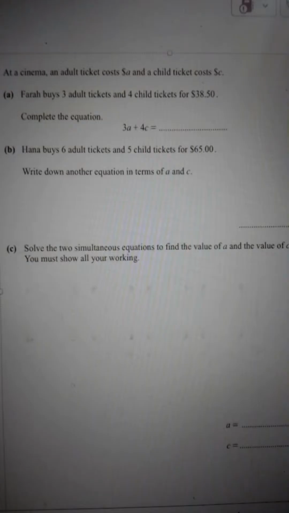Here, the question is that at a cinema, an adult ticket costs $A and a child ticket costs $C.